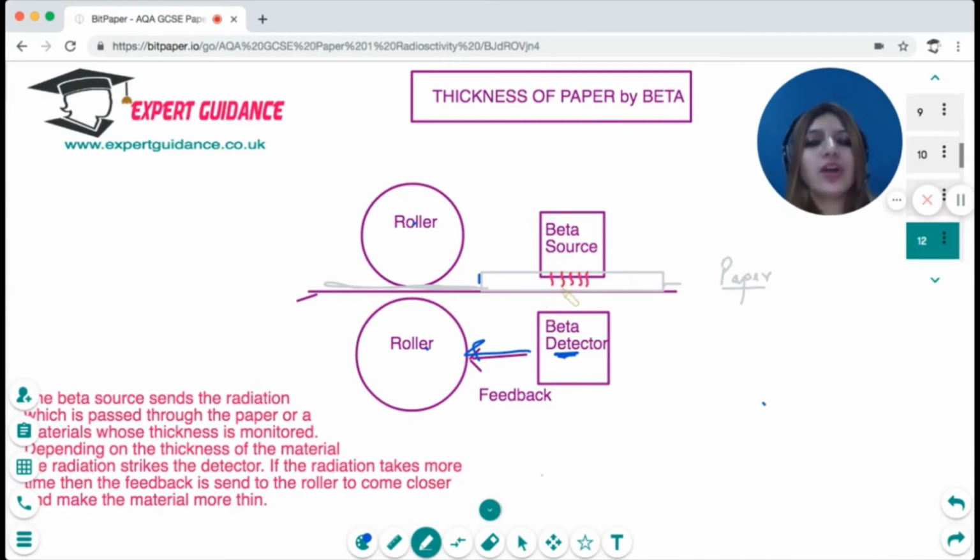So depending on the signals it is getting from the beta source, if the radiations are taking a greater time, it will send feedback to the rollers to come closer to each other and make the paper more thin. So then the rollers will come closer and make it thinner. Okay, so this is how we can control the thickness of paper or many metal sheets by beta.